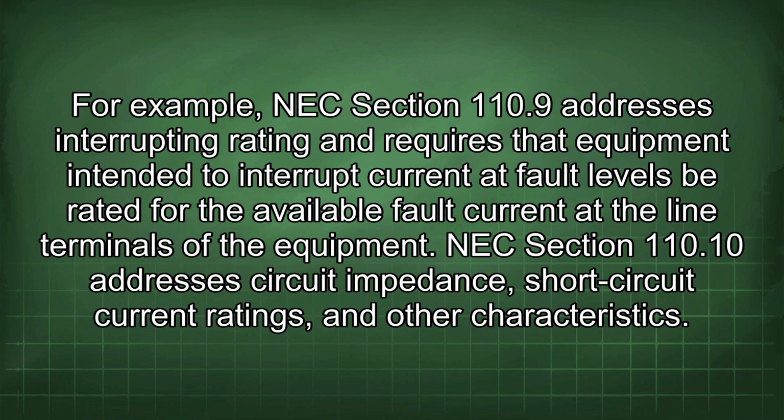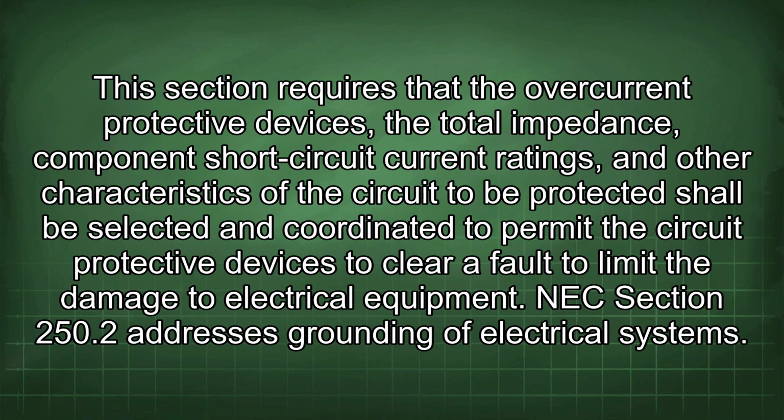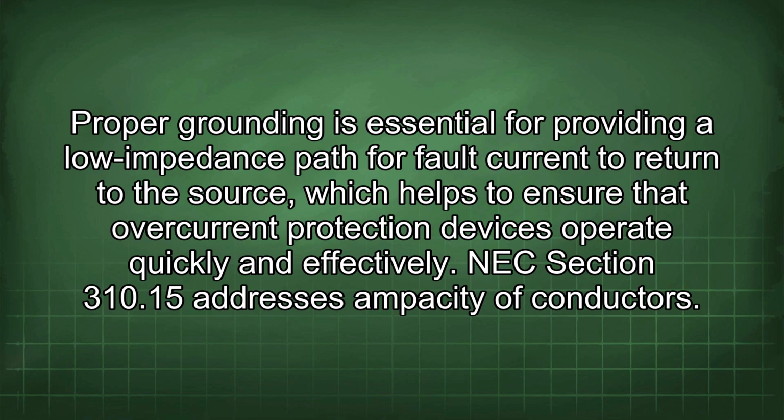NEC Section 110.10 addresses circuit impedance, short circuit current ratings, and other characteristics. This section requires that the overcurrent protective devices, the total impedance, component short circuit current ratings, and other characteristics of the circuit to be protected shall be selected and coordinated to permit the circuit protective devices to clear a fault to limit the damage to electrical equipment. NEC Section 250.2 addresses grounding of electrical systems. Proper grounding is essential for providing a low impedance path for fault current to return to the source, which helps to ensure that overcurrent protection devices operate quickly and effectively.